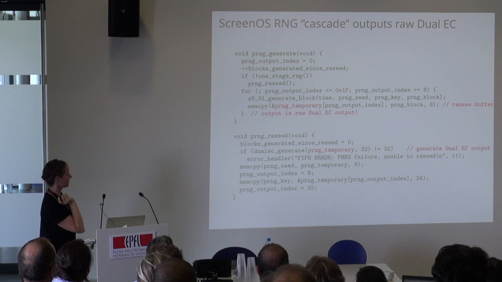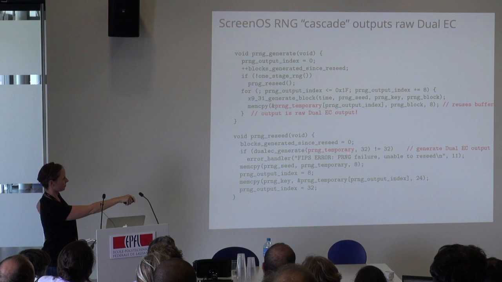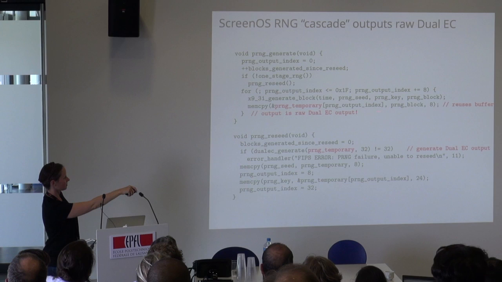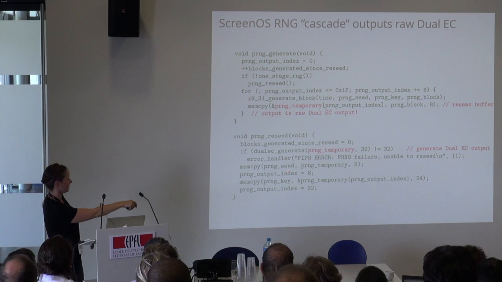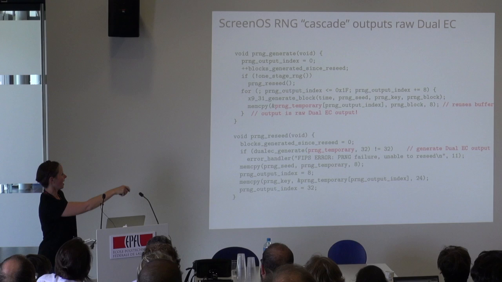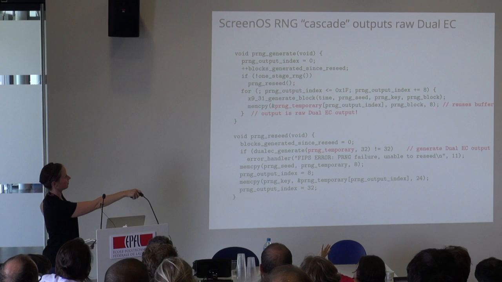Subtle vulnerability number one. The cherry on top is that this buffer here is reused. When this is supposed to be run, this buffer actually contains raw dual EC output, and this section is copied later into the seed and the key for the ANSI X931 algorithm. But the output of the ANSI X931 algorithm is actually reusing the same buffer.